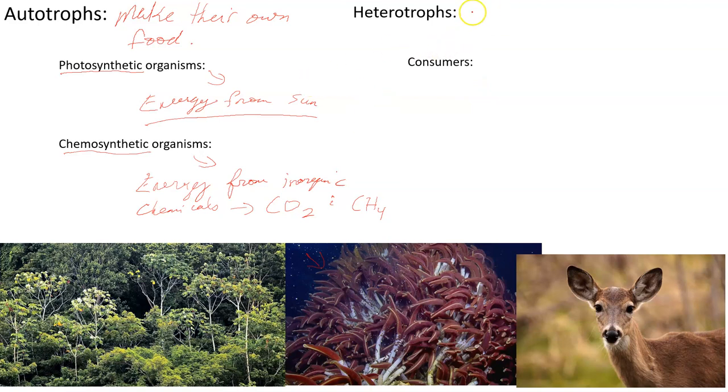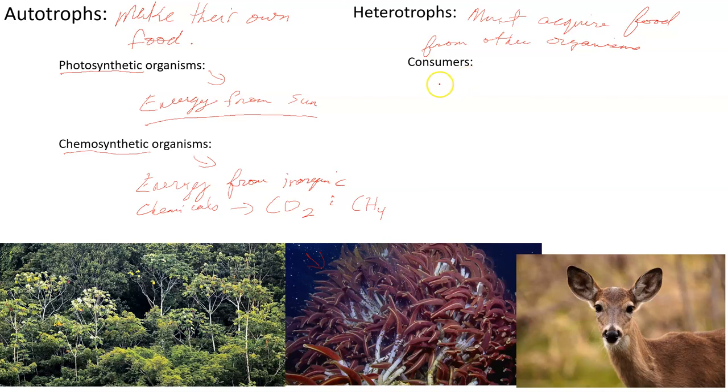Consumers, heterotrophs, must acquire food from other organisms. We are heterotrophs, right? We can't make our own food with the energy from the sun and absorbing gases from the air. Heterotrophs need to acquire their food.